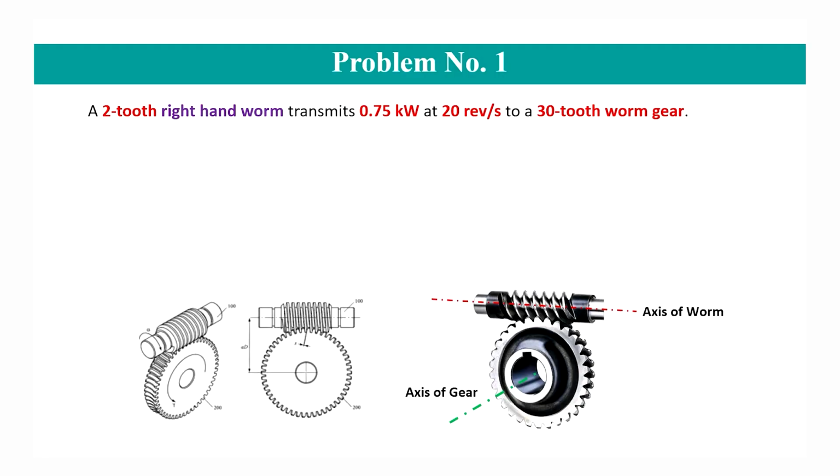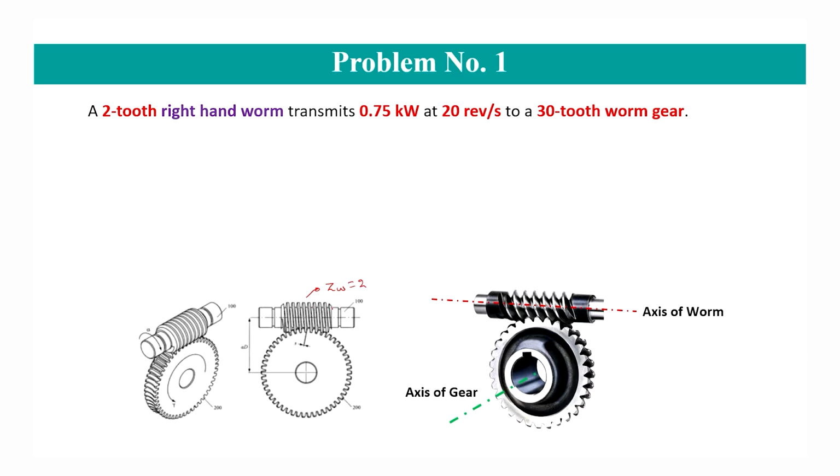Now, let us take a problem to give you some idea of how to get the parameters of the worm and worm gear, and the force analysis. A two tooth right hand worm means the number of starts on the worm is 2, and so Zw is equal to 2.